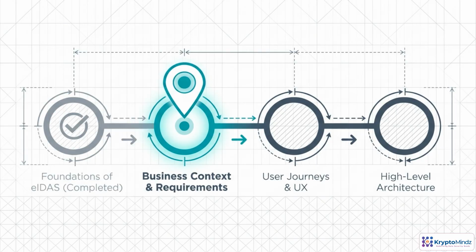Now that you've got the eIDAS foundations, we'll follow a simple path through our banking use case. We'll start with the business context, why the bank cares, what regulators expect, and which risks we're trying to control. That turns vague ambitions into concrete requirements. From there, we'll translate those requirements into user journeys and finally into a high-level architecture that makes clear which components and trust services are actually needed.